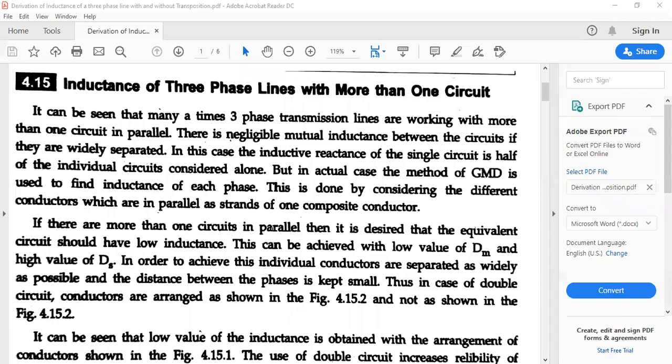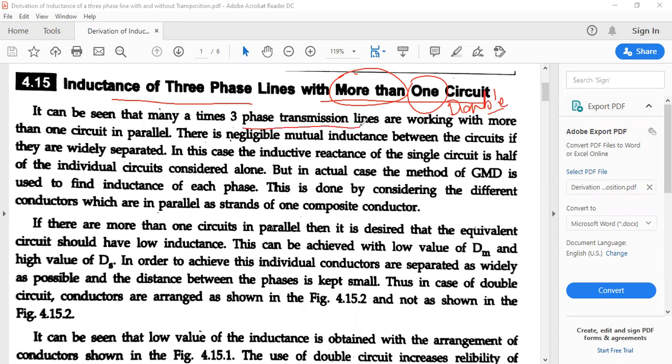Okay, let me start today's session with an introduction to the inductance of a three-phase line with more than one circuit. As soon as you hear the term more than one circuit, you can recall what we did in the previous derivations, which was for the single-phase case. Now, if I have more than one circuit, it is a double circuit line.